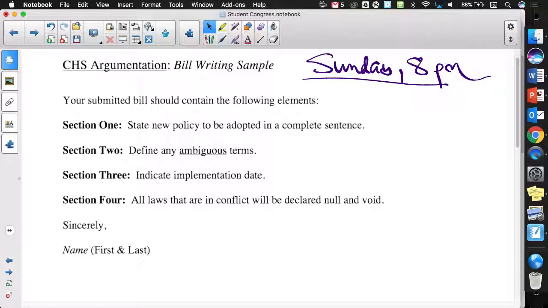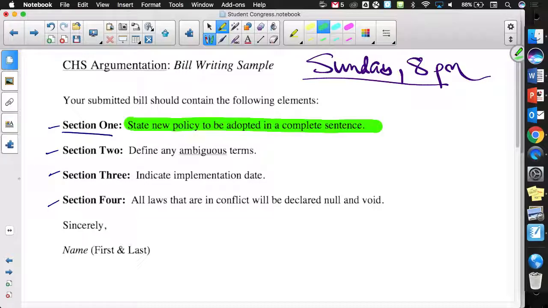There are four sections that are going to be in your bill. Everyone's going to follow through these four. So the first section, you're going to state your new policy. What is it that you want to be adopted into place? What do you want to change? What do you want to enact? What do you want to take away?